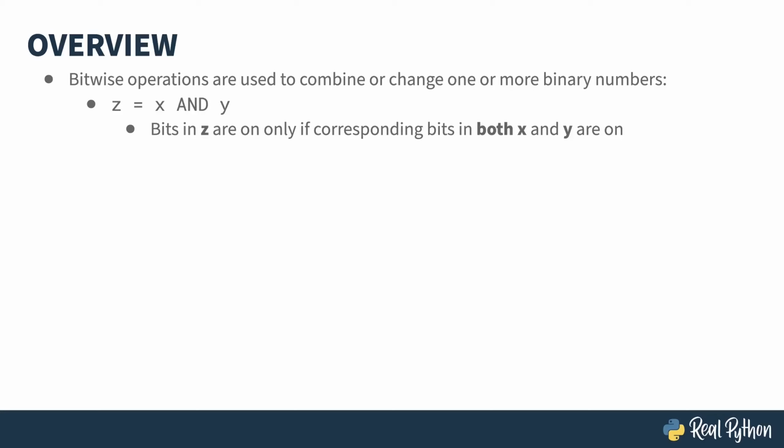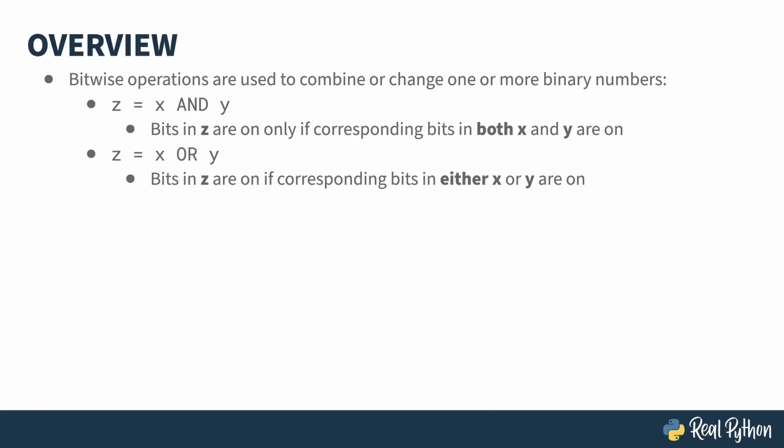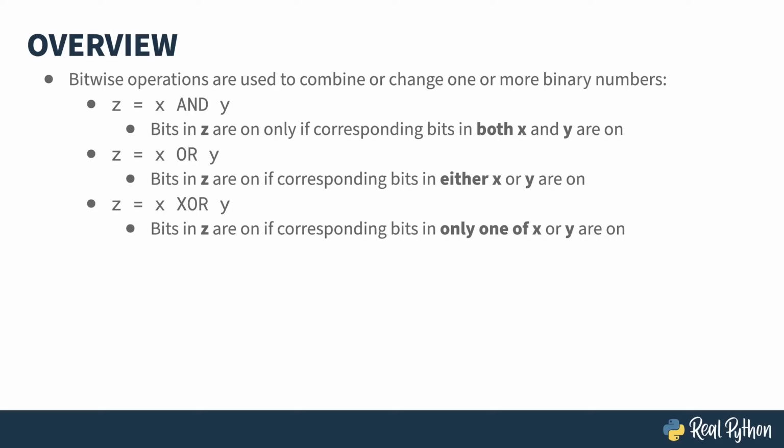The first bitwise operator I'm going to talk about is AND. AND combines two binary numbers, comparing the corresponding bits in each. If the corresponding bits are both 1 in the numbers being combined, then the bit is 1 in the result. OR also combines two binary numbers. This time, the bits in the resulting number are 1 if the corresponding bits are 1 in either of the operands. XOR is short for exclusive OR. It is like OR, but the bits are on only if the bit is on in exactly one of the operands. If both operands have a bit value of 1, the result will have a value of 0.